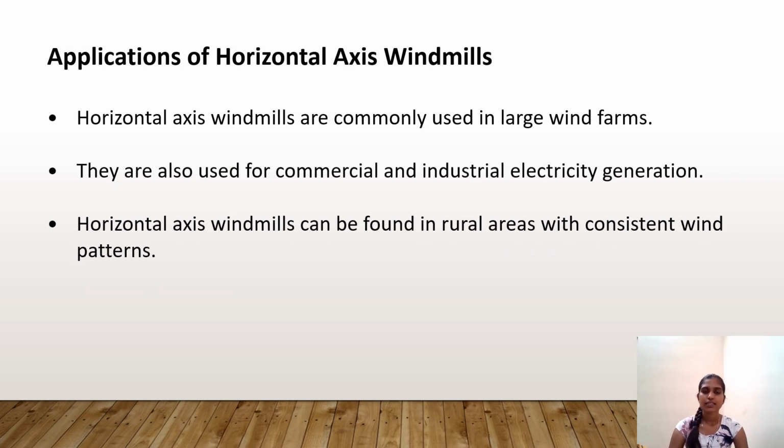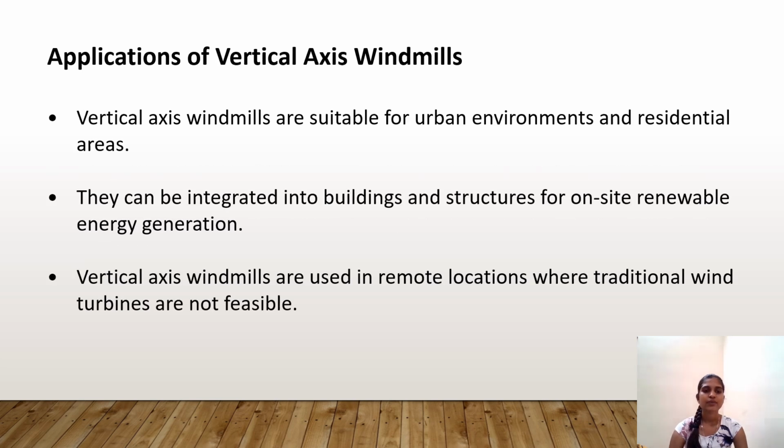Applications of horizontal axis windmills. Horizontal axis windmills are commonly used in large wind farms. They are also used for commercial and industrial electricity generation. Horizontal axis windmills can be found in rural areas with constant wind patterns.